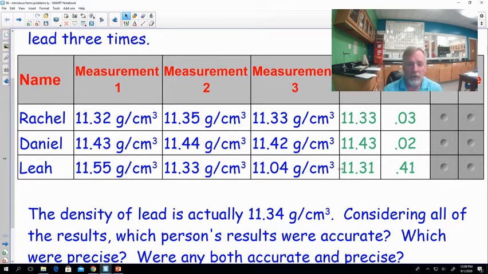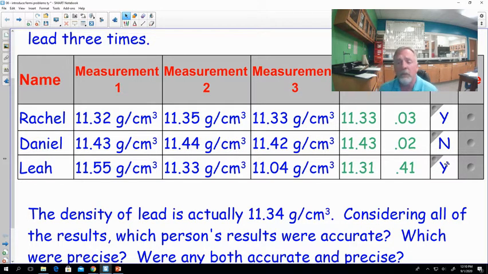Leah, on the other hand, she's got numbers above 11.55. She's got a number below 11.04. So it doesn't appear that she necessarily just needs to shift her numbers. When we're considering which one's the most accurate, we're just going to look at that average, and compare their average numbers to the expected result. In this case, we would say that Rachel is accurate. Daniel's a little bit off, so we wouldn't call Daniel accurate, but we'd call Leah accurate too, right? 11.31. She's pretty doggone close. That could be simply from estimating that last digit that put her off that much, but she's pretty good.